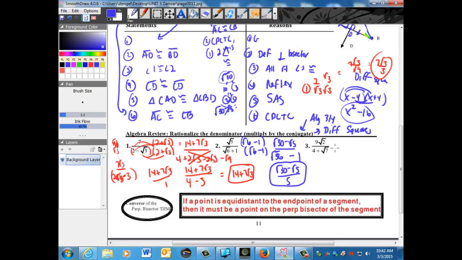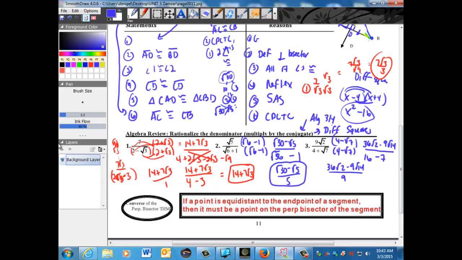Alright, next we're going to multiply by its conjugate, 4 minus rad 7, 4 minus rad 7. Alright, we're going to get 9 rad 2 times 4, that's 36 rad 2, minus 9 rad 14, over 16 minus 7. So next I have 36 rad 2 minus 9 rad 14 over 9.